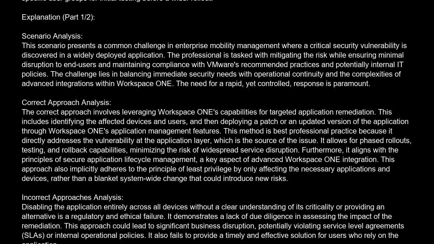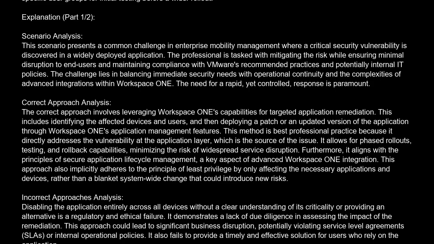Furthermore, it aligns with the principles of secure application lifecycle management, a key aspect of advanced Workspace ONE integration. This approach also implicitly adheres to the principle of least privilege by only affecting the necessary applications and devices, rather than a blanket system-wide change that could introduce new risks.